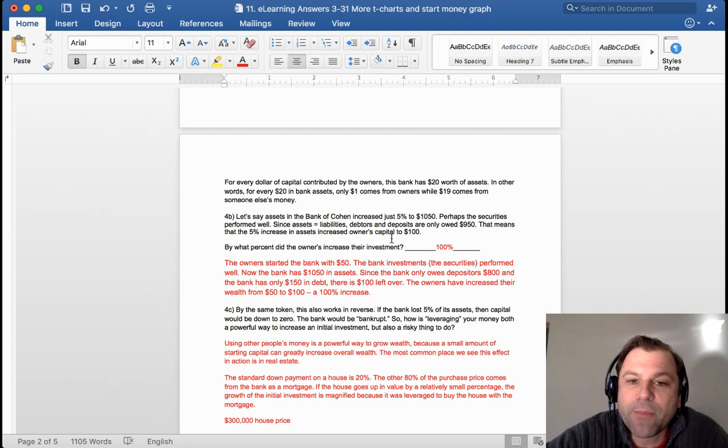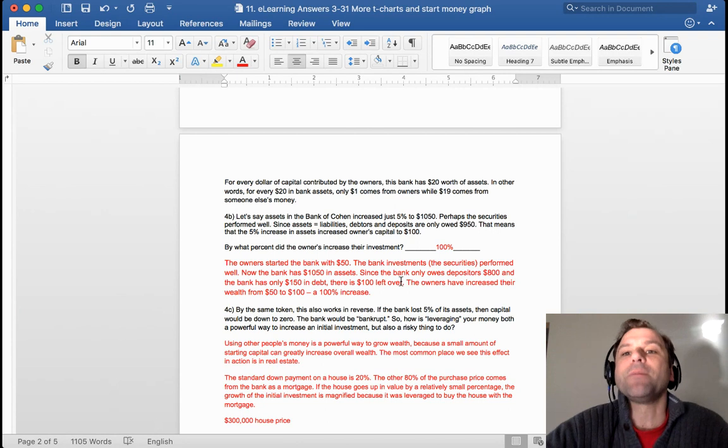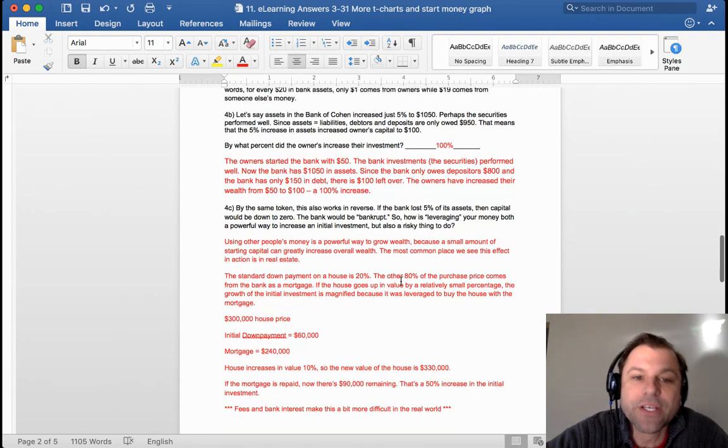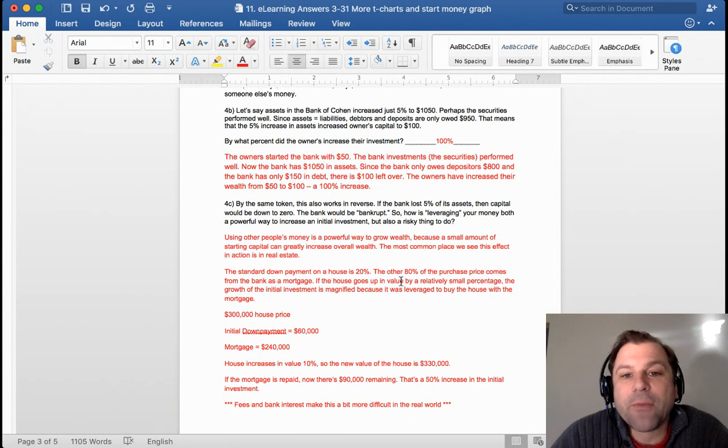A lot of people got this wrong. So go back and make sure you understand this piece about how the owner's equity can increase or decrease. Of course, by the same token, if the bank becomes undercapitalized, then the bank would be bankrupt. If the securities perform poorly and depositors took out the money, the bank wouldn't have any money left.